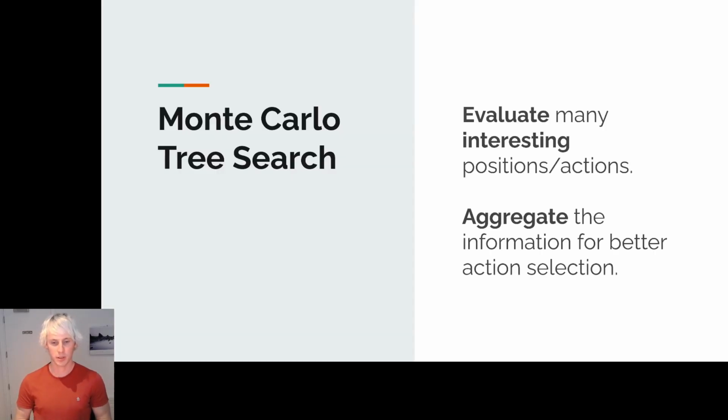Now, of course, we have to still somehow choose which positions to evaluate. How do we combine these estimates from the value and the policy network? And this is where Monte Carlo tree search comes into play. On the one hand, we want to evaluate many interesting positions, many interesting actions. On the other hand, we want to aggregate all of this information into one good estimate that we can use to choose the best action.